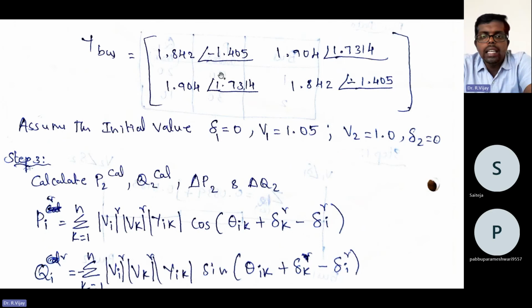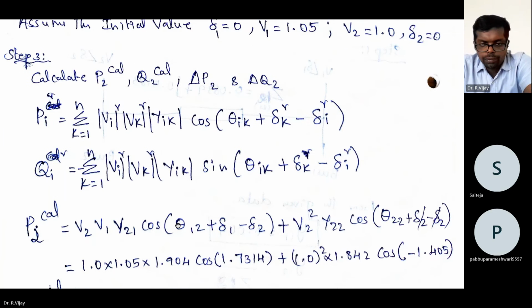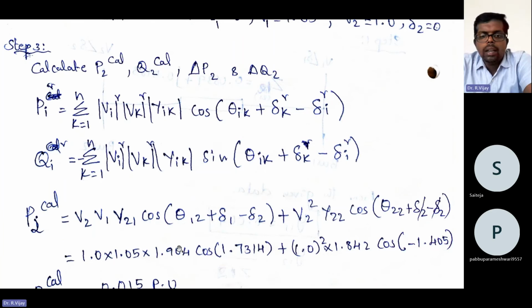So you need the values: V2, V1 is 1.05, Y21 is 1.904 at the angle of 1.7134. 1.904 at the cos of 1.7134, because theta 12 is now 1.7134. Because we are taking everything in the polar format, you should also convert into polar form. Next, V2 square, Y22.